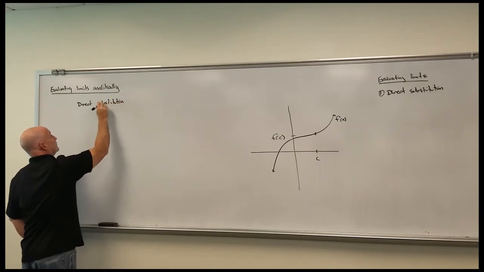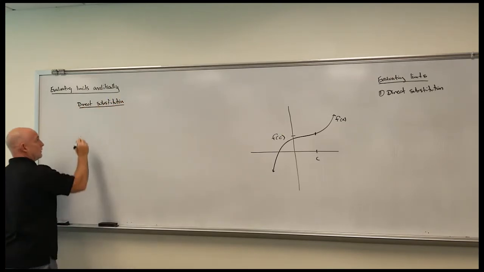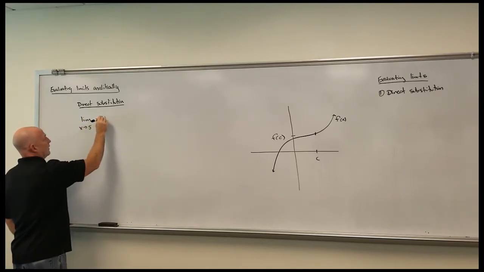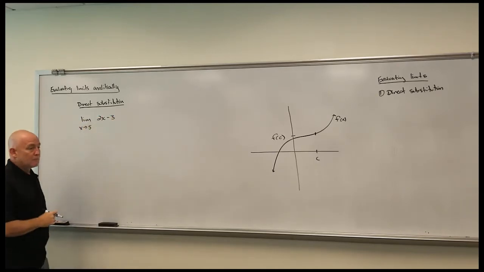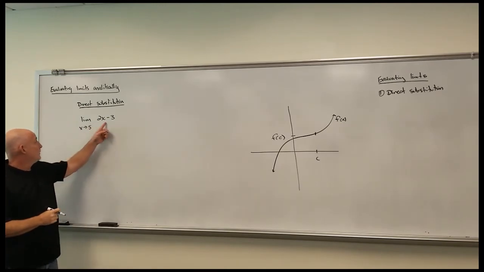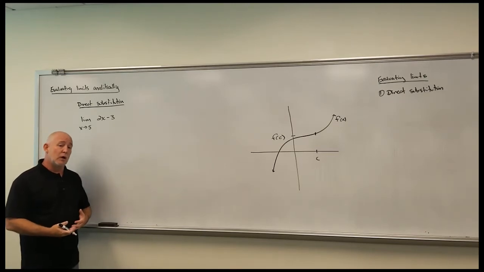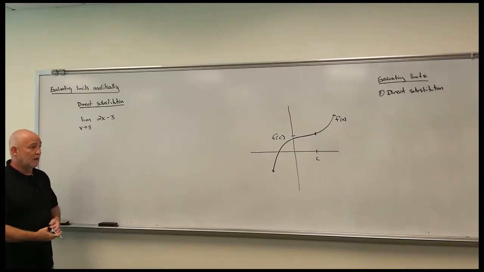So for direct substitution, let's just take a couple quick examples here. Let's say I said the limit as x approaches 5 of 2x minus 3. So what's the limit of this function as x gets closer and closer to 5? Now remember, technically that's really two questions: the limit from the left and the limit from the right.